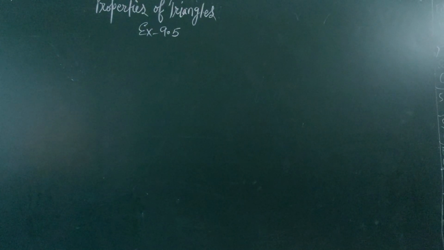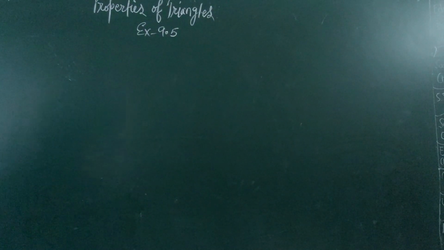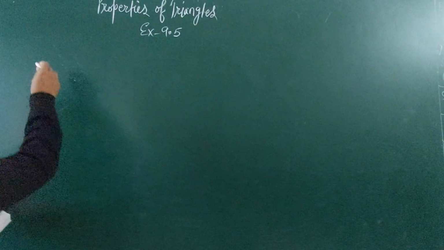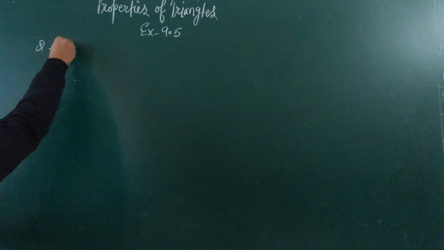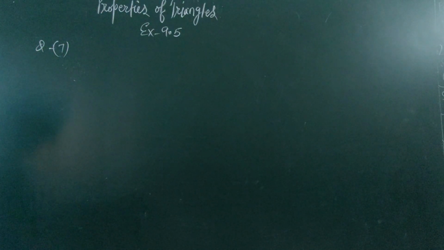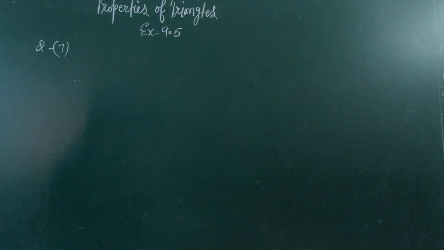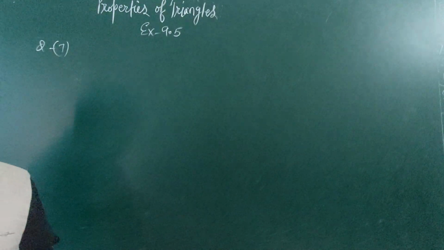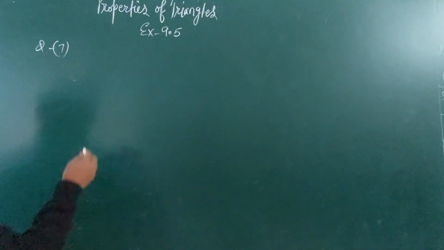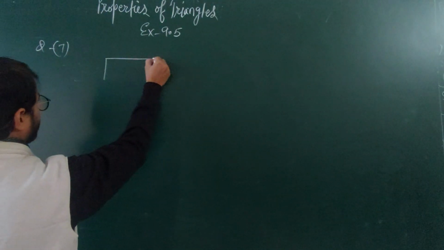Welcome back students. Now moving on to the next question of exercise 9.5, and here it is, question number 7. Find the perimeter of the rectangle. After reading this question, we have a rectangle. So first we will draw a rectangle.